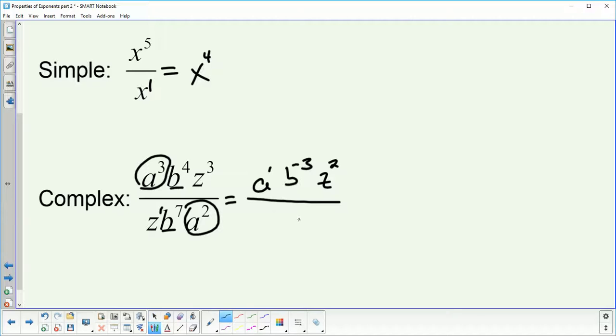And since we don't have anything left in our denominator, it's kind of like a 1 is there. And towards the end of the video, we're going to talk about what we do with that negative exponent, because we would have to do one more step to simplify this so we don't have any negative exponents.